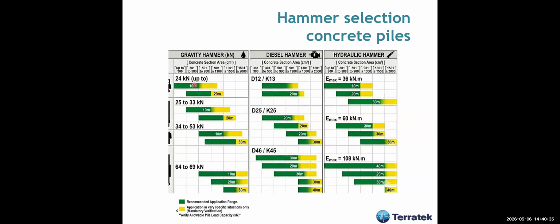Okay. So we have here, for each load, the type of hammer that you should use. This comes in pile manufacturers' catalogs, and I use this, but mainly I talk to contractors. This is very important. I use their experience.